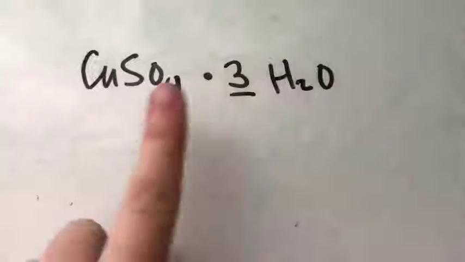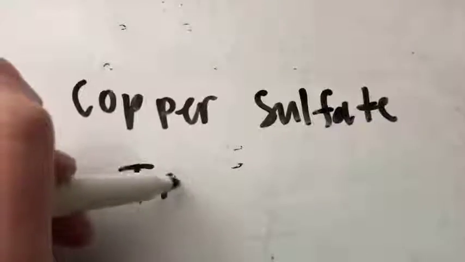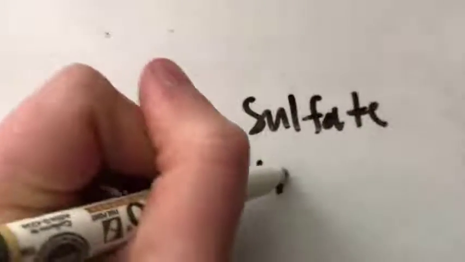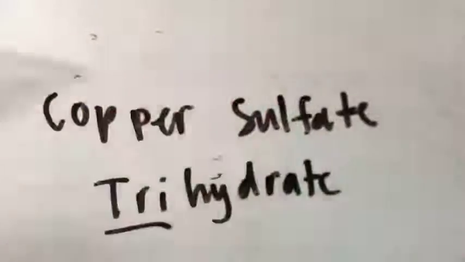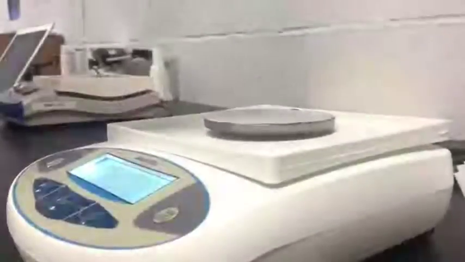The first part of the name stays the same. For example, copper sulfate will stay the same and just be copper sulfate. H2O, however, will be changed up a little bit. The number in front of H2O will take its proper prefix immediately followed by the word hydrate. So for our compound, we will call it copper sulfate trihydrate. This means that for every 1 copper sulfate, there are 3 H2O.